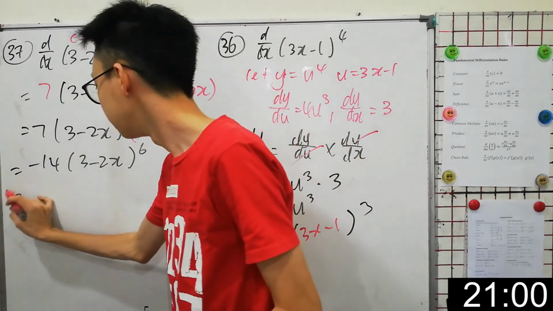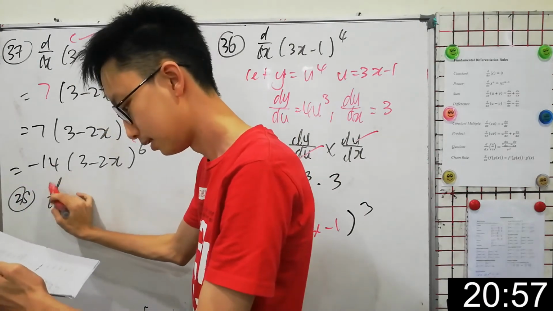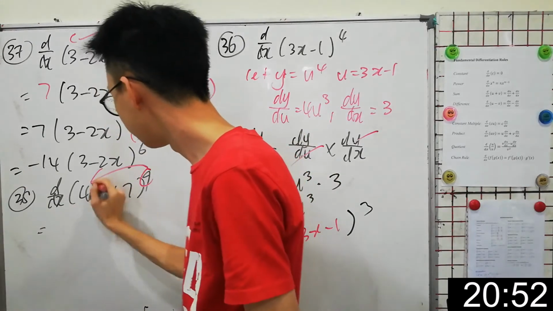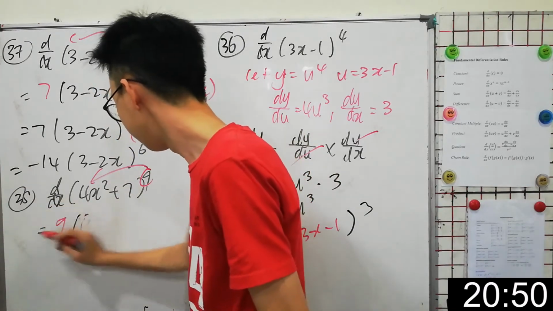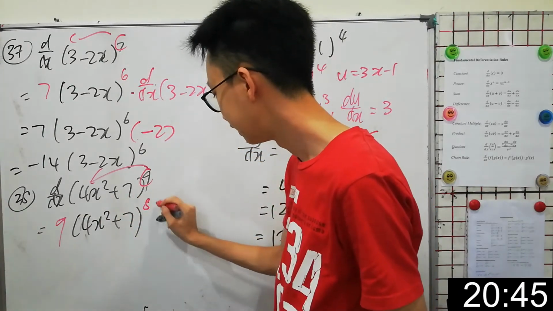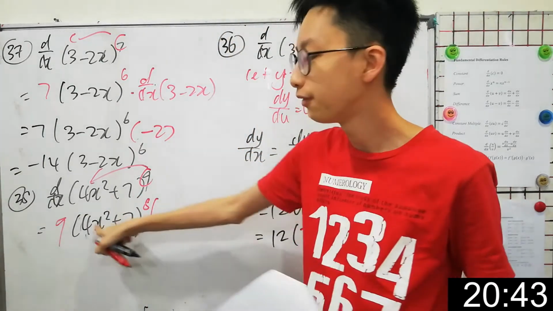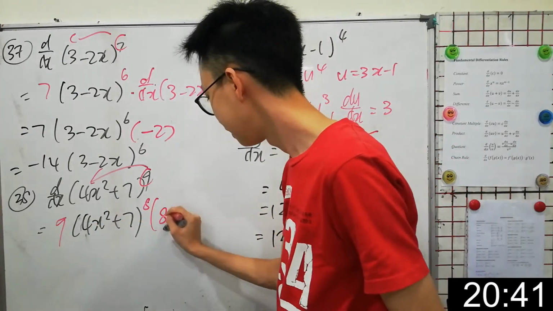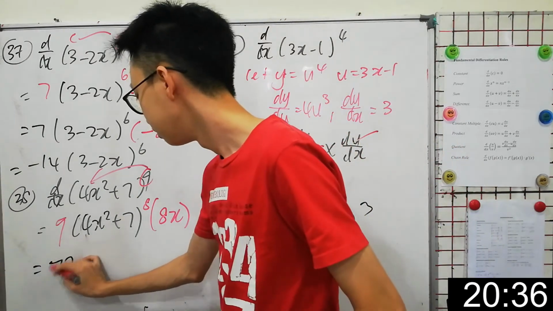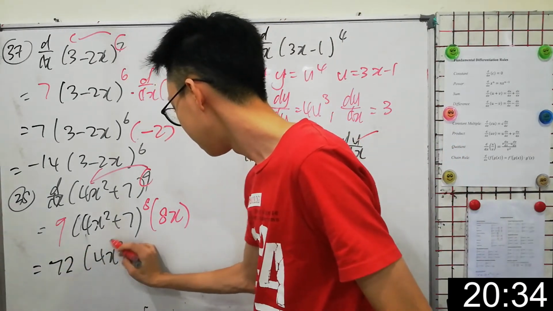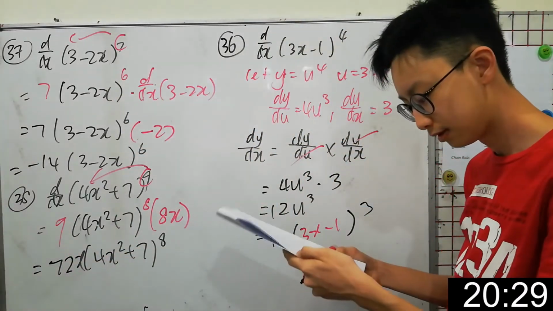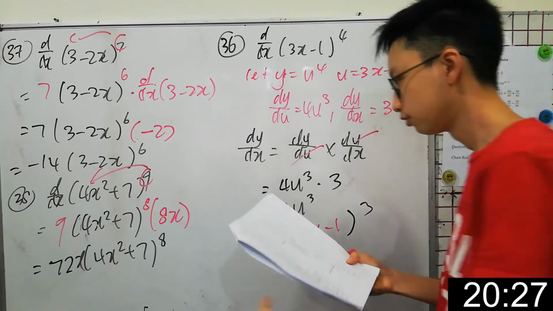Alright, number 38. Okay, d/dx of (4x squared plus 7)^9. Bring down the power. 4x squared plus 7, 9 minus 1 is 8. Then you multiply with the derivative of the inside function, which is 8x. Okay, 9 times 8 is 72. Am I right? Yeah. 72x(4x squared plus 7)^8. Sorry, we have an x here. So this is number 38.